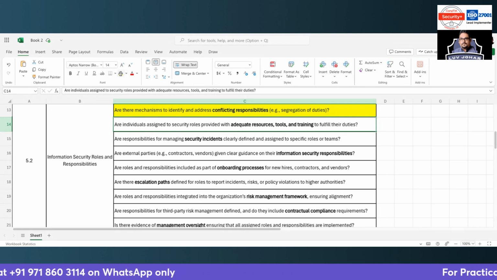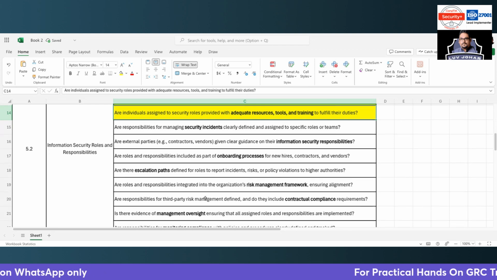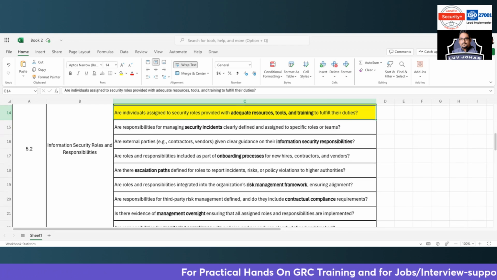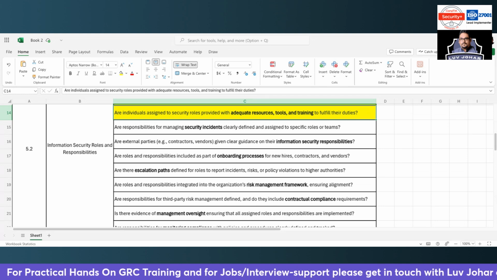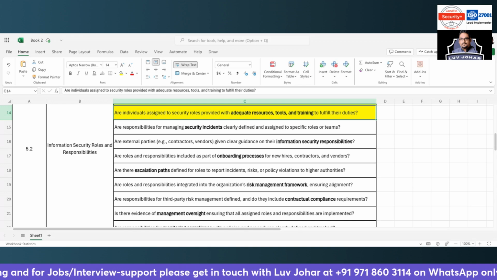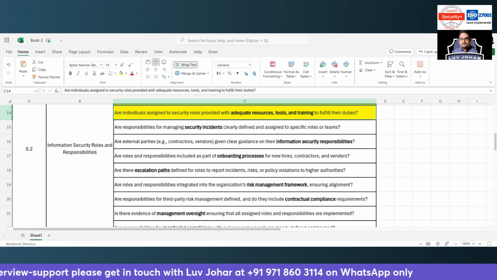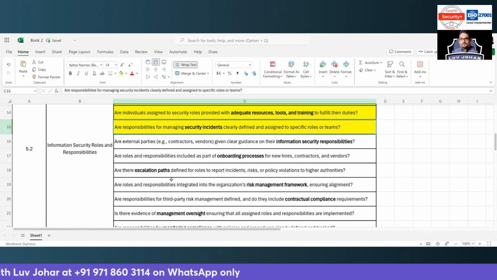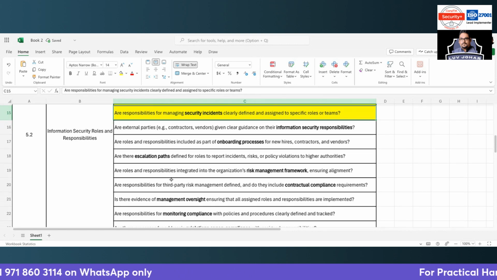After that, you need to check: are individuals assigned to security roles provided with adequate resources, tools, and training to fulfill their duties? Definitely, you need to check whether the people who are working have the necessary information by performing their day-to-day activities.